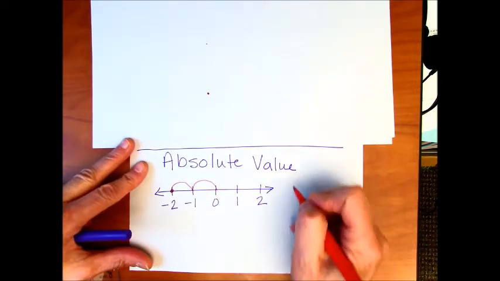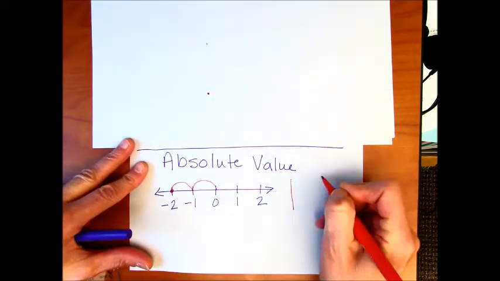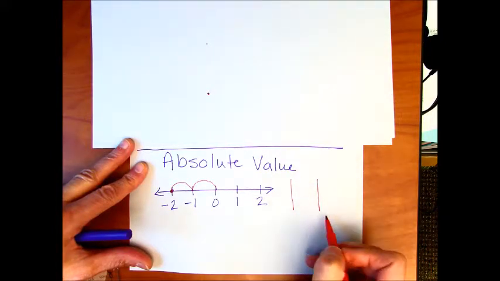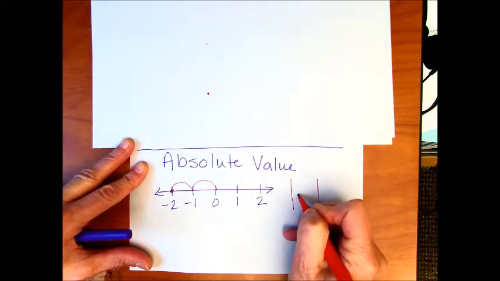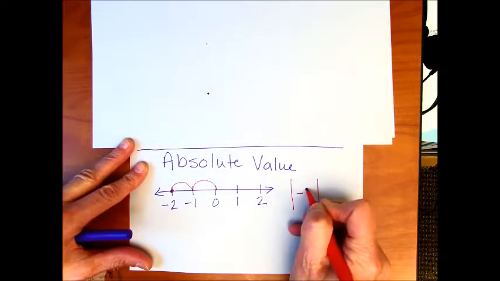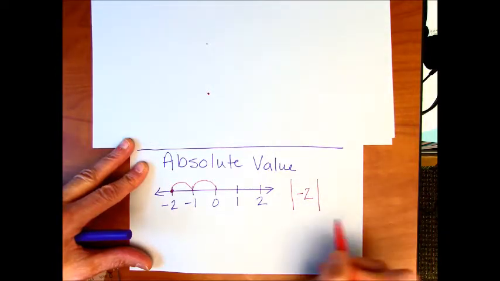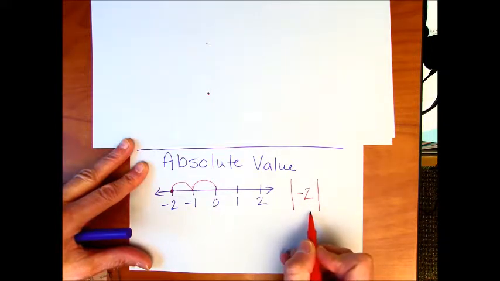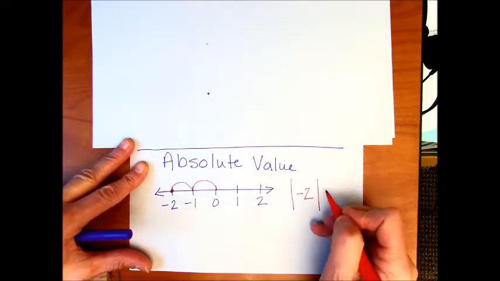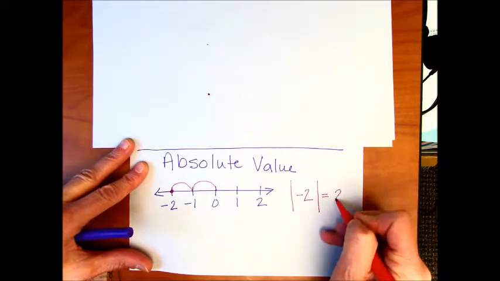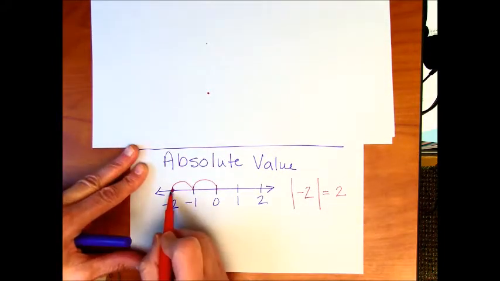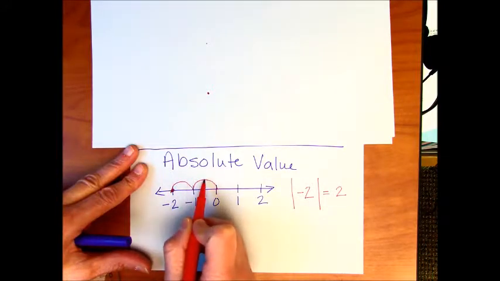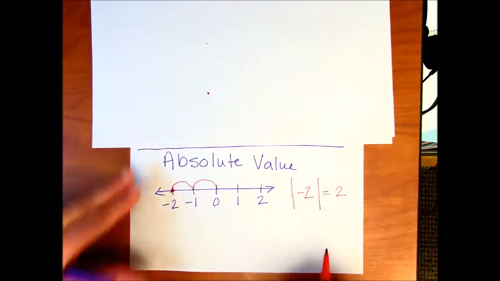Now the way we write this is we're going to use these grouping symbols that look like this. They're long straight lines, and then we're going to put the number that we're trying to find the absolute value for. So I want to know the absolute value of -2, and that's what this would look like here. And our answer to that would be 2, because the distance from -2 to 0 is going to be 2. This is 1, this is 1, 1 and 1 is 2.